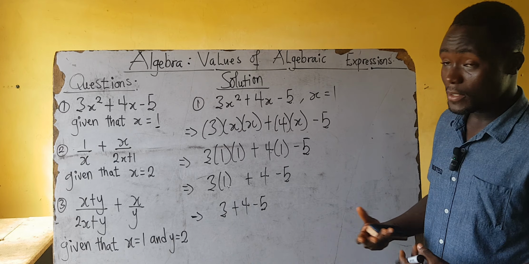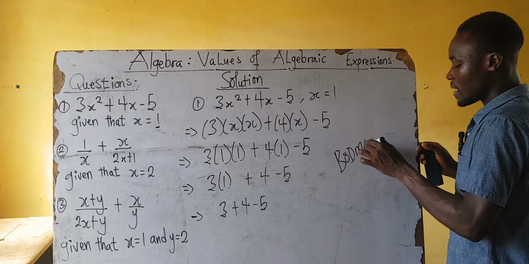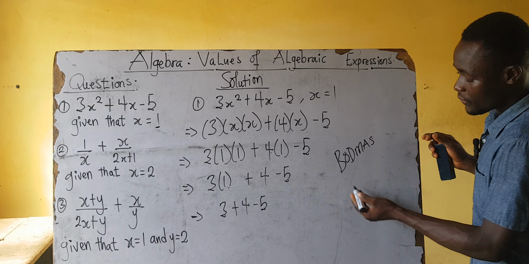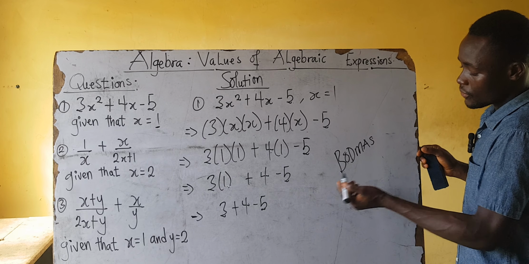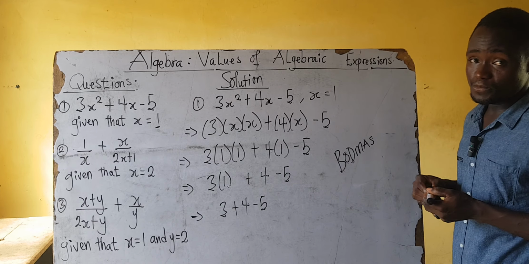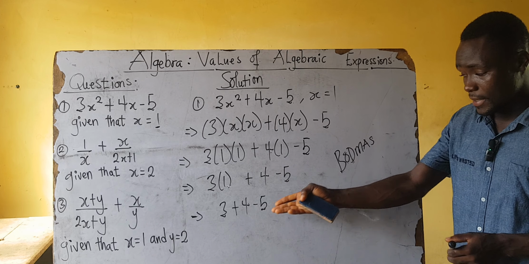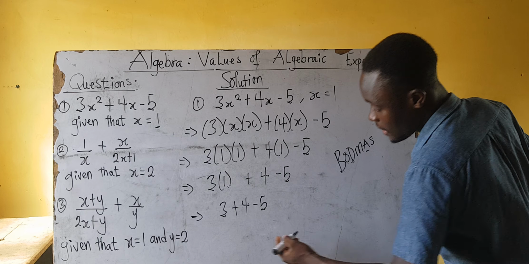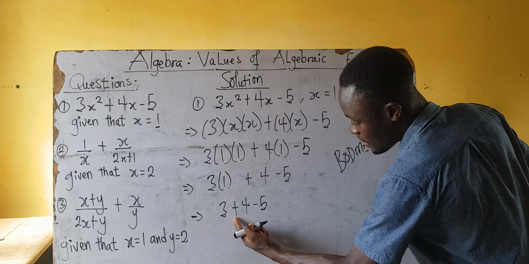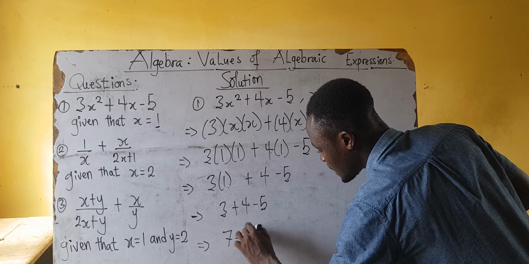I'm going to apply the rule of BODMAS. We all know that BODMAS, as one of the principles in mathematics, says that we should tackle the brackets. We don't have any bracket there. We tackle orders. There's no order. We should tackle division, but we don't have any division there. So we go to multiplication. There is no multiplication. We go to addition. So we are tackling addition first. I have 3 plus 4, which gives me 7, minus 5.